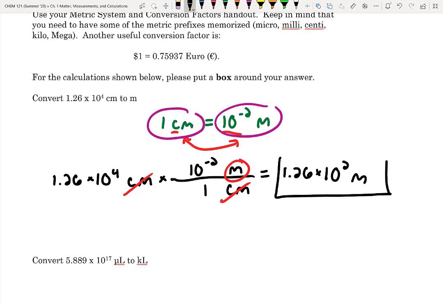And I like to box my answer at the end. And then I also double check that I followed sig fig rules. So over here, I'd say, well, we started with 3 sig figs. And then over here, I also have 3 sig figs. So that's good that we didn't gain or lose any sig figs during this entire process. Oftentimes, students will forget about sig figs. And even though they're getting the right number, they're not including the correct number of significant figures. Does that make sense?